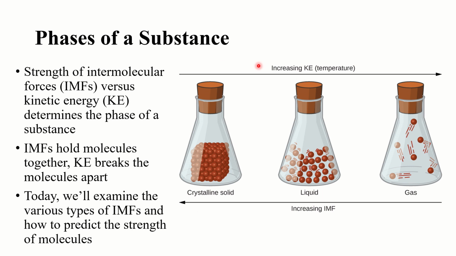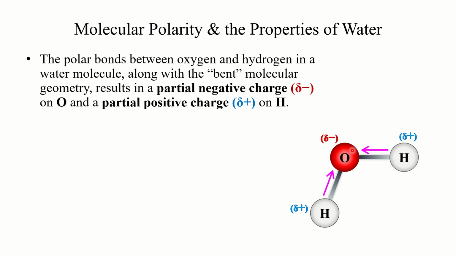And so it's the relationship between the two, right? If we increase the kinetic energy of an object, basically we increase its temperature, we know intuitively that objects tend to go from solids to liquids and then to gases. The reverse relationship is true if we increase the intermolecular force, or the IMF strength. And so we'll see that in a little more detail in the coming slides. So first, let's do a quick review on molecular polarity and the properties of water.